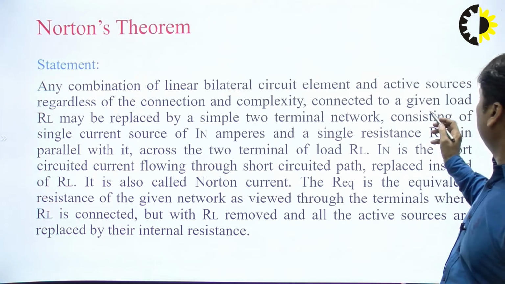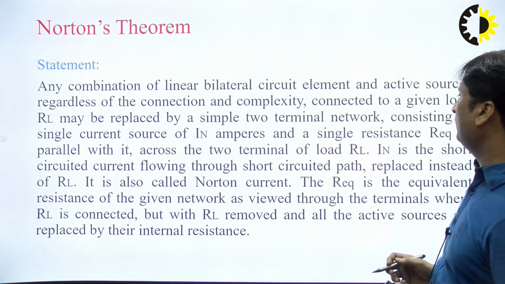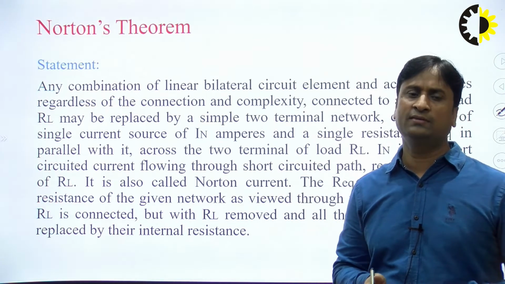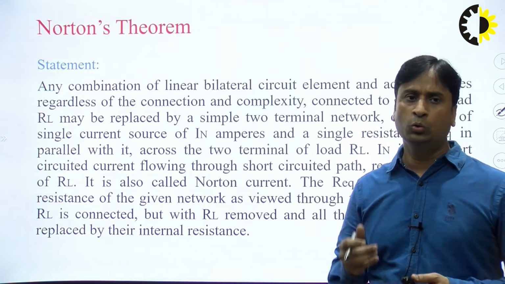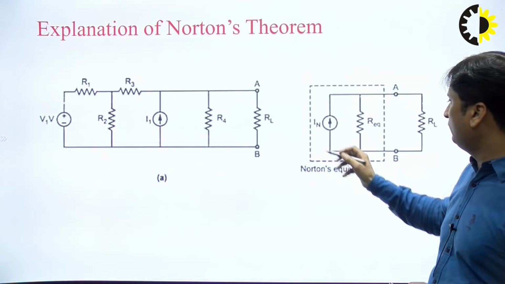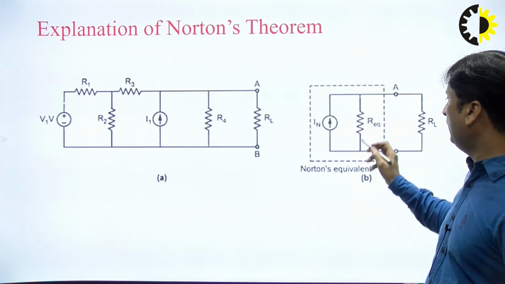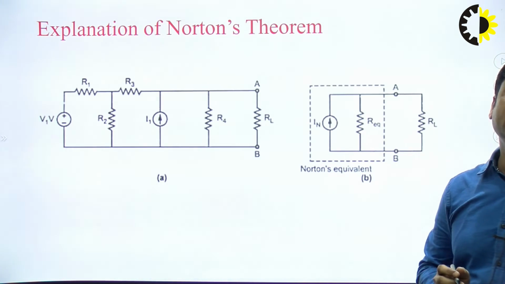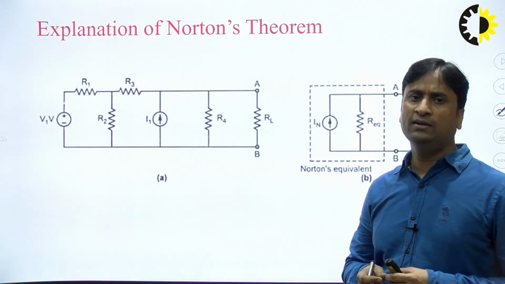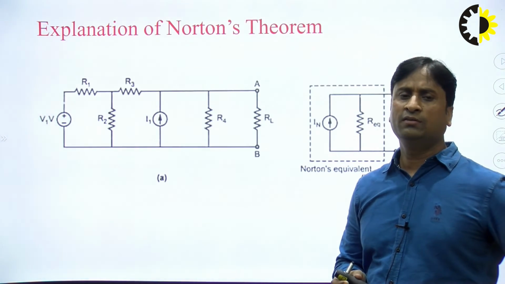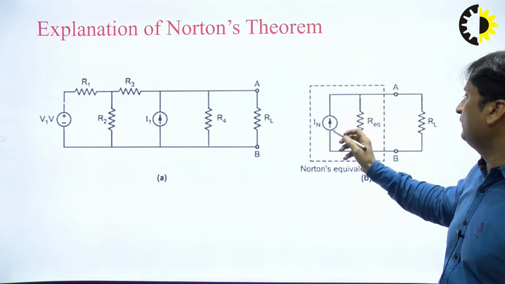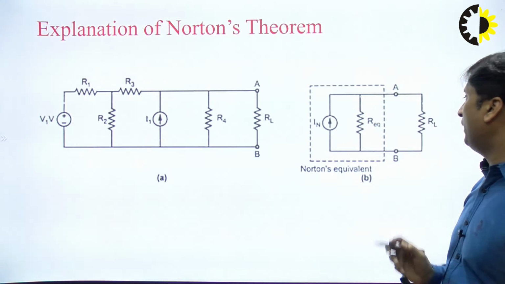Now, this connection may be replaced by a simple two-terminal network. So again, this complex circuit can be replaced by a two-terminal network having a current source. You can see the current source and the equivalent resistance in parallel. Earlier, in the case of Thevenin's, we have seen that there was a voltage source and a resistance in series. But here there is a current source and the resistance in parallel.